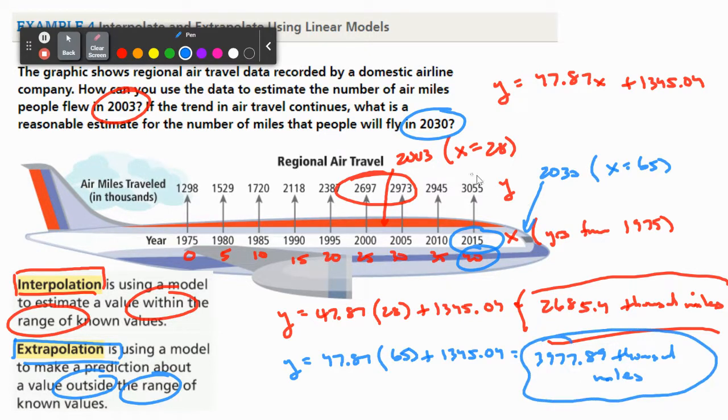But again, as you notice, it's way above this 3055. So unless we know that the trend's going to continue, which we don't know, we can't predict the future, this might not be a reliable estimate. So I'm going to put unreliable. So when you use trend lines to predict values, if the x value is within the x values used in the data, it's an interpolation, an estimate you can believe. But if it's not, then it's an extrapolation, an estimate that you might not be able to rely on.